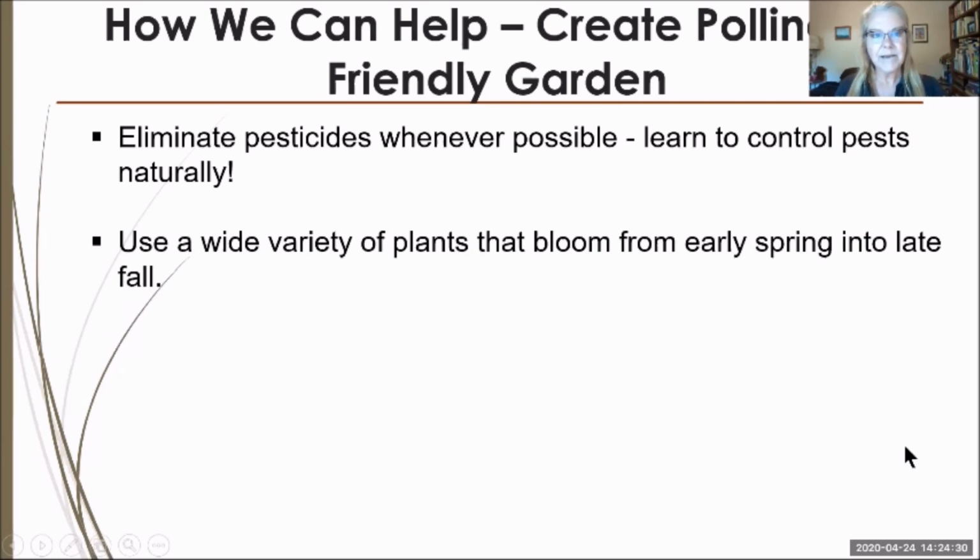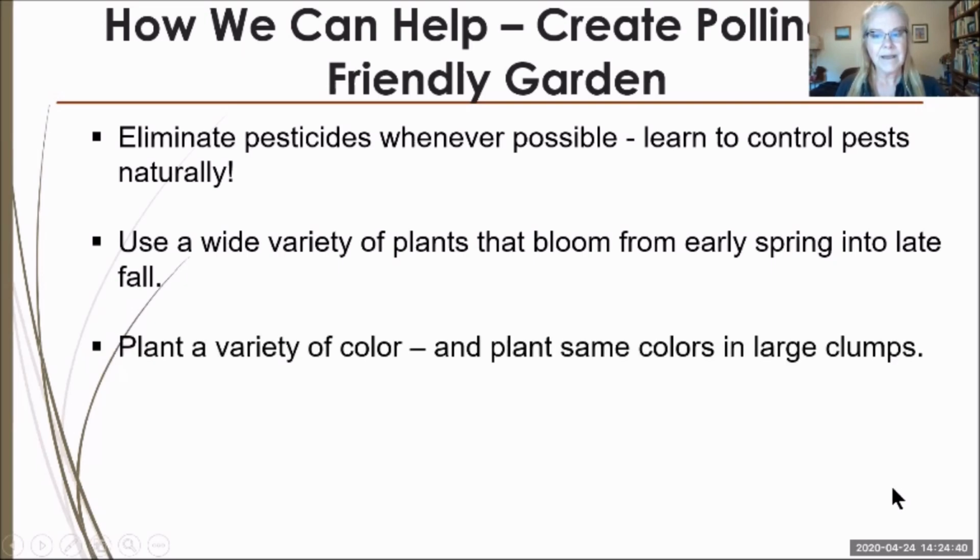Okay, so another way to create a pollinator-friendly garden is to use a wide variety of plants that bloom from early spring into late fall, and plant a variety of color, and plant same colors in large clumps. That way the pollinators are able to find them better. So they usually recommend maybe 3 to 5 plants, depending on the size of them, but try and keep them together.